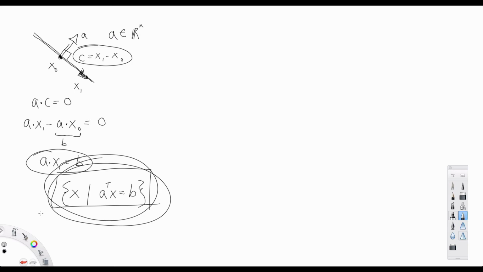But here I want to introduce another question using another type of entity that's similar to a hyperplane, but instead of a hyperplane, it's called a half space. And the definition is only slightly different to the hyperplane.